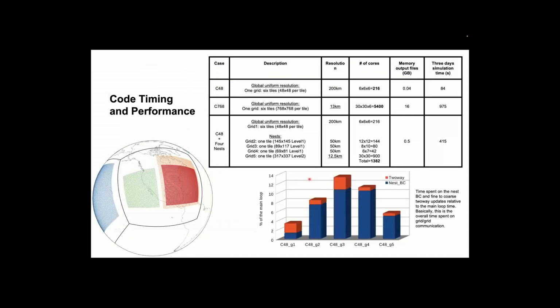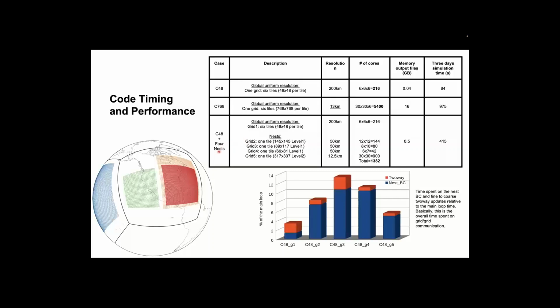So if we take a look here at the computational expenses, and there is more of this in the paper, basically for a 200 kilometer resolution, you can run it for 3 days on 200 cores in 80 seconds. It's a very fast simulation. When you go to 13 kilometer, you will need a 13 kilometer global simulation. You will need more processors. The files will become larger naturally, and the simulation will take more time.